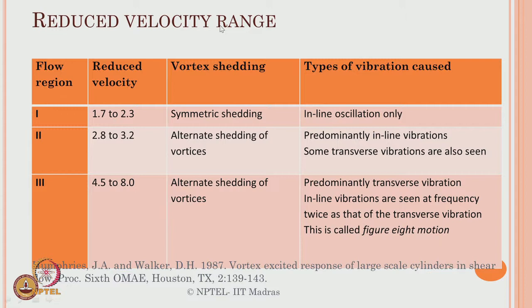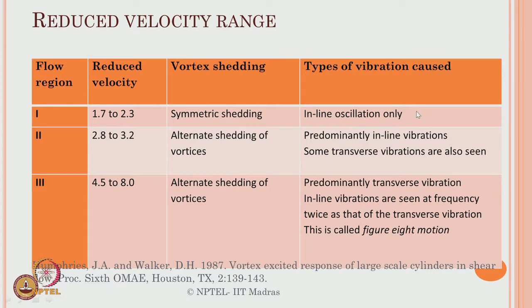Like in the case of horizontal cylinders, reduced velocity can also be seen for different ranges. For different flow regions, categorically 1, 2 and 3, as given by Hampshire and Walker in 1987, the reduced velocity ranges from 1.7 to 8.0, which causes vortex shedding effect. In the case of 1.7 to 2.3, where the flow regime is classified as regime 1 as given by Hampshire and Walker, the vortex shedding becomes symmetric, which will result in inline oscillations only.